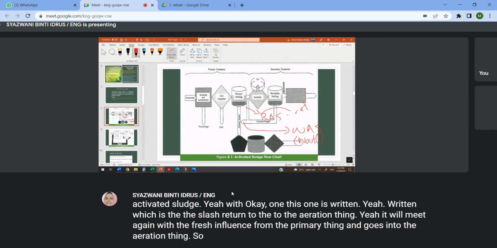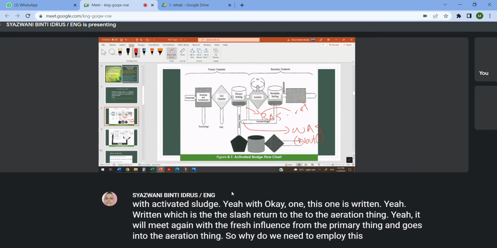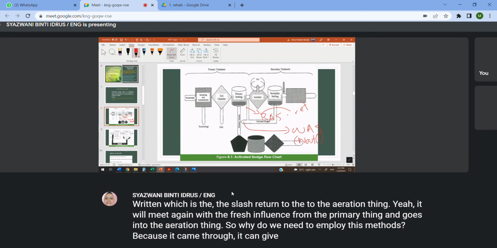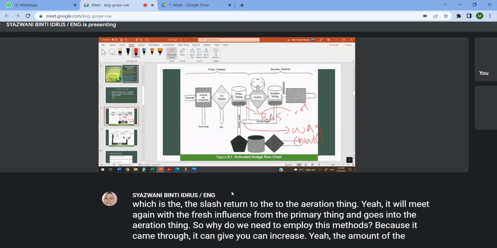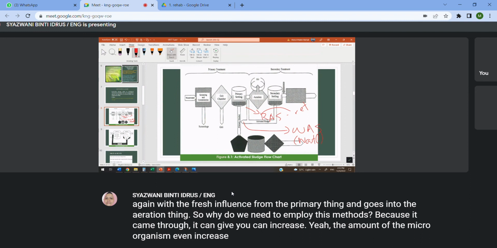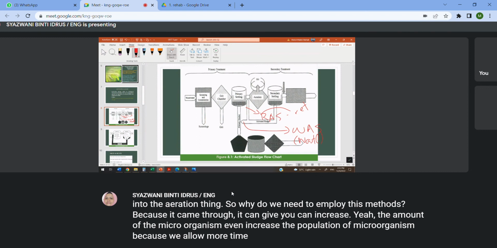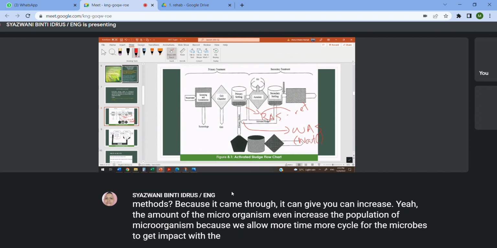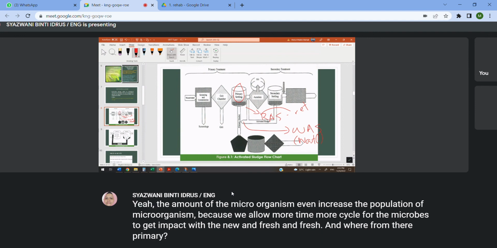So why do we need to employ these methods? Because it can increase the amount of microorganisms. It will increase the population of microorganisms because we allow more time, more cycles for the microbes to interact with the new and fresh effluent. Fresh effluent from where? From the primary settling tank.